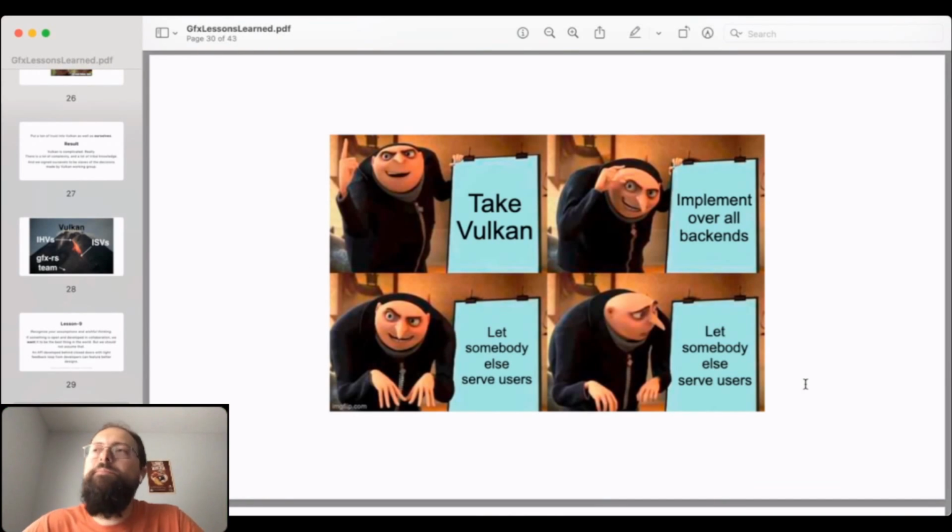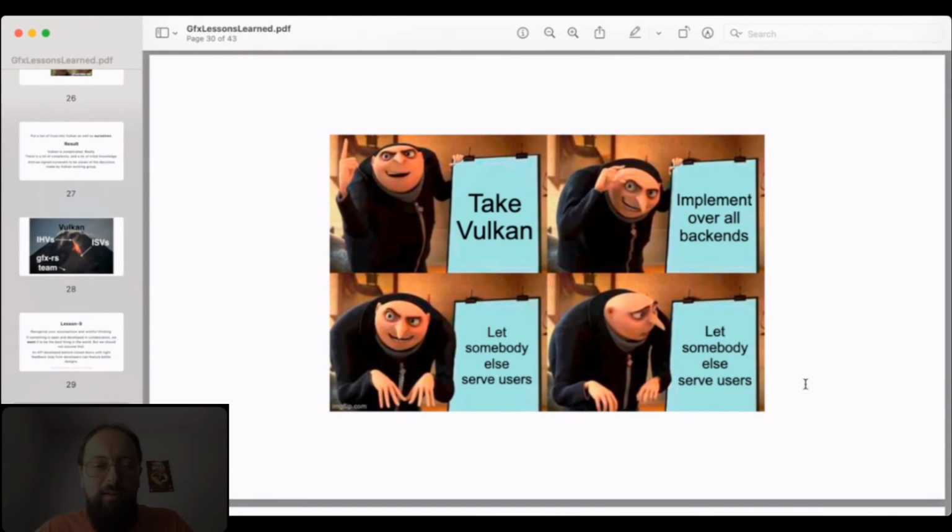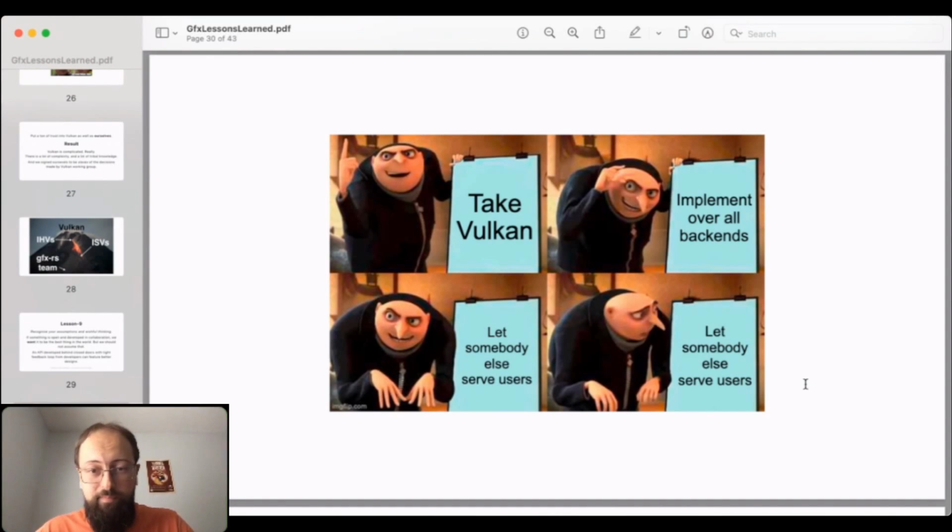Okay, here's the evil plan. We're going to take Vulkan, we're going to implement it everywhere, as I mentioned, and users are going to be served by somebody else, right? By somebody else. Reminds you of something? There was an earlier slide in the pre-low-level part where we said that if you don't know how the users are going to solve the problem, then it's your problem. So this is basically the same thing.